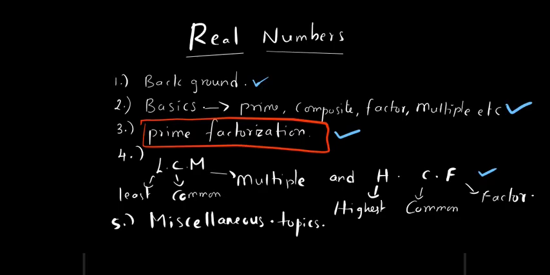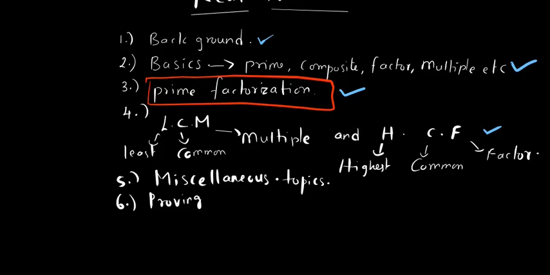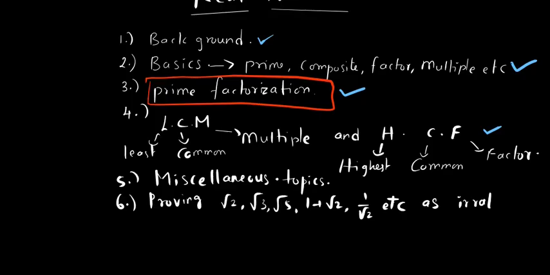That is nothing but the sixth topic, which is going to be proving root 2, root 3, root 5, or its combination, maybe let it be 1 plus root 2 or 1 by root 2, whatever it may be, etc. These irrational numbers, okay, proving these numbers as irrational. This is going to be another topic.